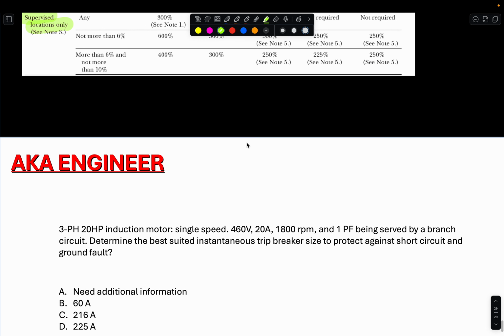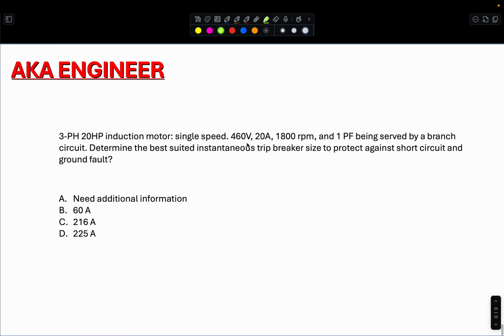What I'm going to do is just go ahead and answer a question, just to see, based on the section that we covered, how to tackle this problem. So you have a 3-phase 20 horsepower induction motor. Basically the nameplate is a single speed, 460 volts, 20 amps, 1180 RPM, and a 1 power factor, being served by a branch circuit. Determine the best suited instantaneous trip breaker size to protect against the short circuit and the ground fault. So right away, we need to know the instantaneous trip breaker size. What is the correct size for it?